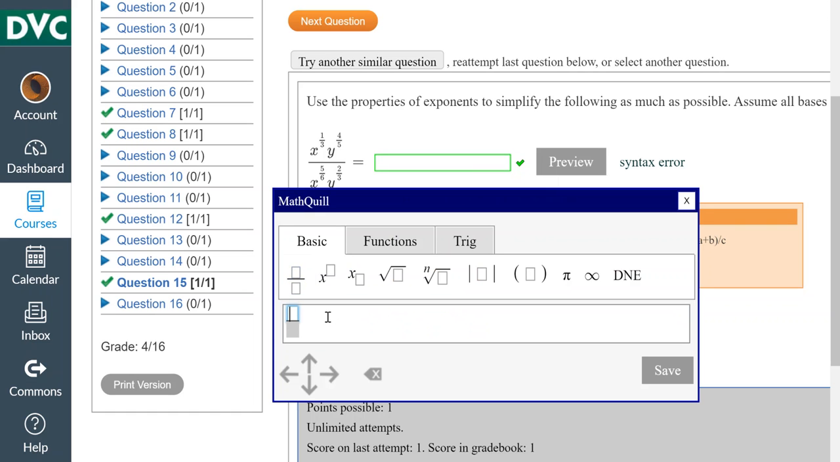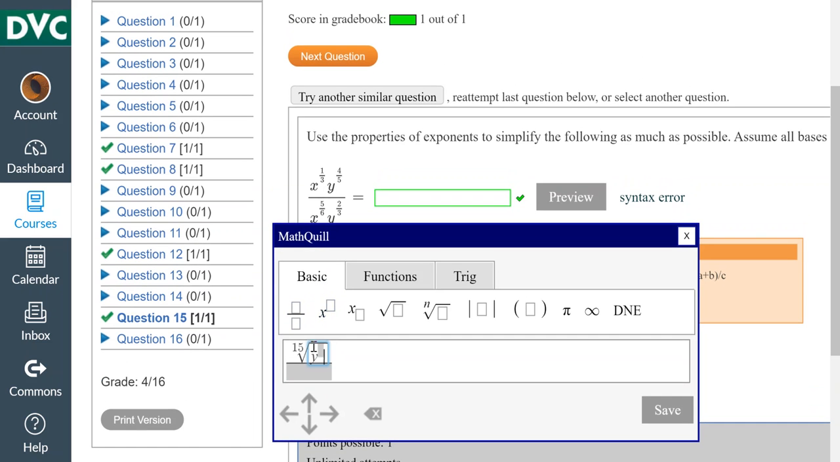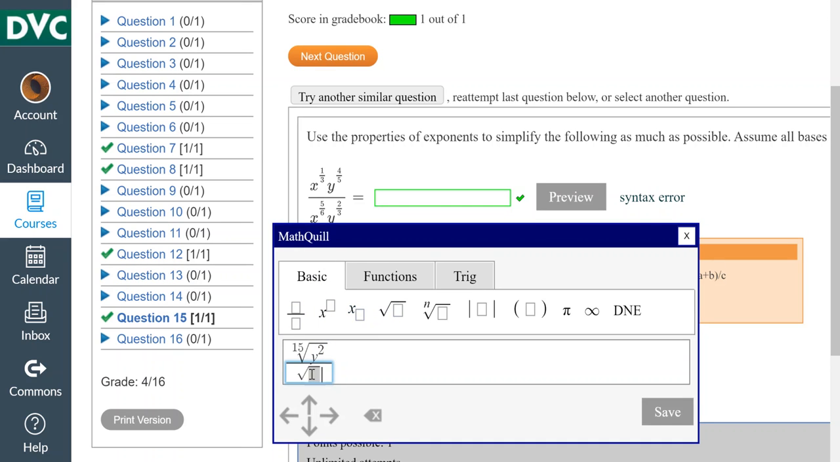is in my numerator having the 15th root of y. Do you see how this says the nth root of x? That means I can put in any root that I want, not just square root. So if I hit it, it defaults and puts a 3 there. If I go on top of it and back up and I want the 15th root, I can put a 15 there. The 15th root of y squared in the numerator and square root of x in the denominator.